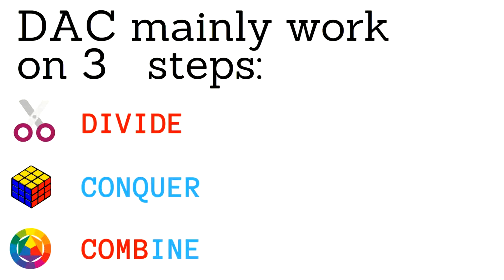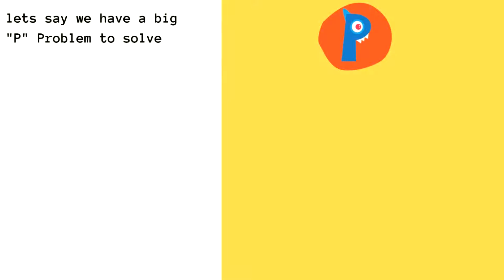Now divide and conquer algorithm mainly works on these three steps. First one is divide, which is dividing the larger problem into multiple subproblems. Second is conquer, which is recursively solving every subproblem individually. And then the last is combine, which is combining the solutions of all the subproblems to get the solution to the whole problem.